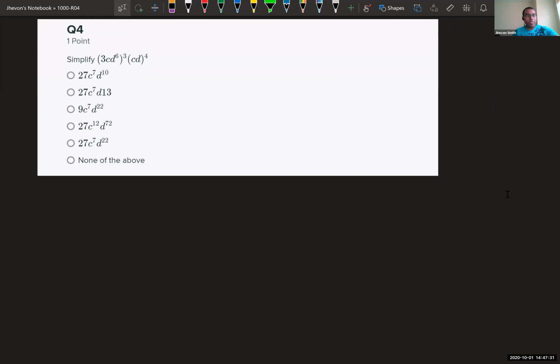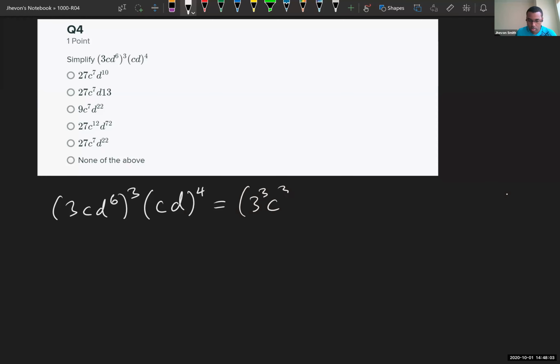How would you simplify this? Right, so I start off with the 3cd to the 6 cubed, cd to the 4th. First you would, I guess, distribute the exponent, which is 3, so it would be 3 squared, c cubed, and then d to the 6 times the 3.